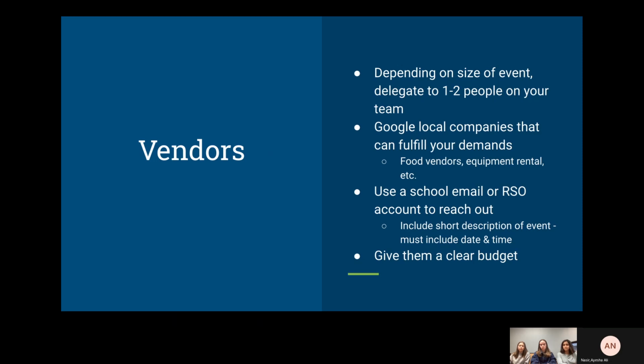And then you'll want to use either your school email, or if your RSO has an email, you can use that account to reach out to these vendors. And you'll want to make sure to include a short description of what your event is and what date and time you're planning on having it on. And also make sure to give them a clear budget so they know what you're working with before they send you back any information.